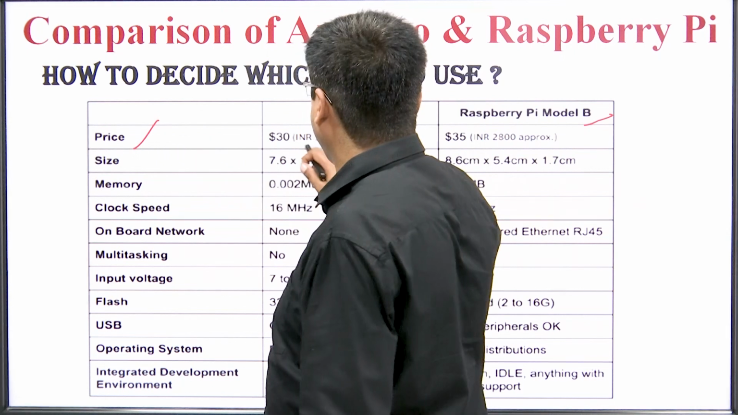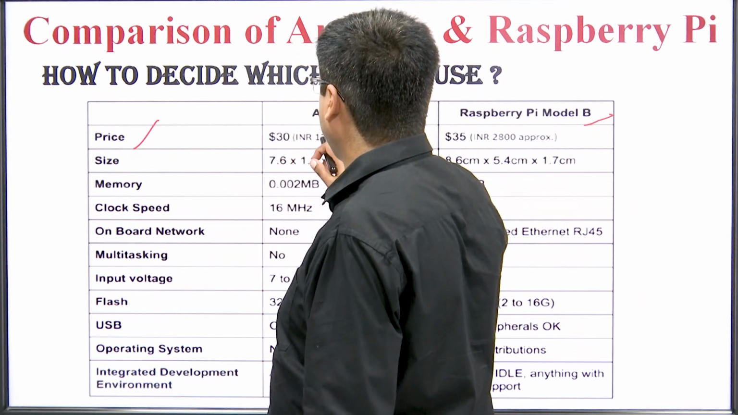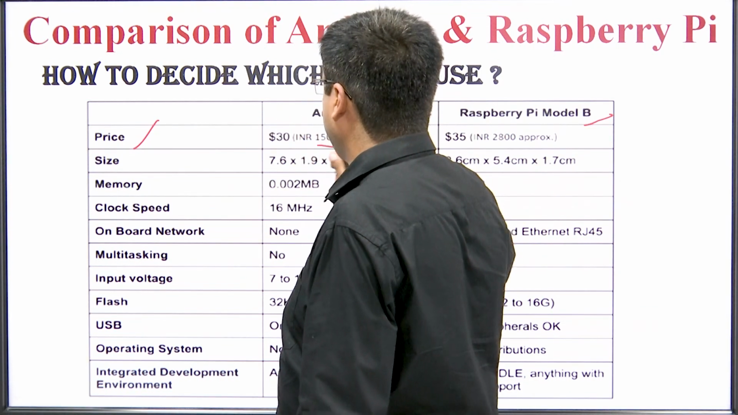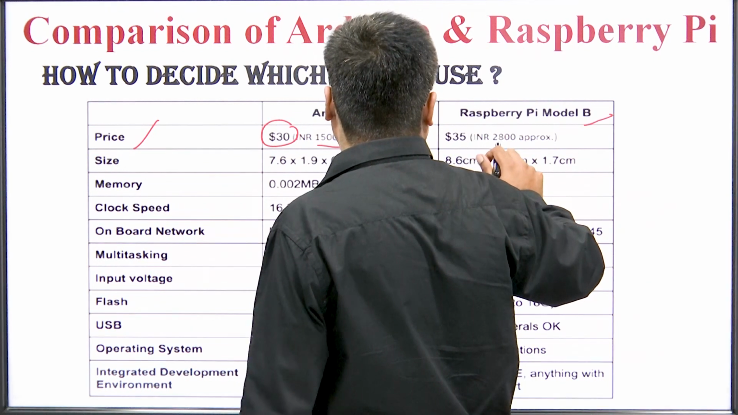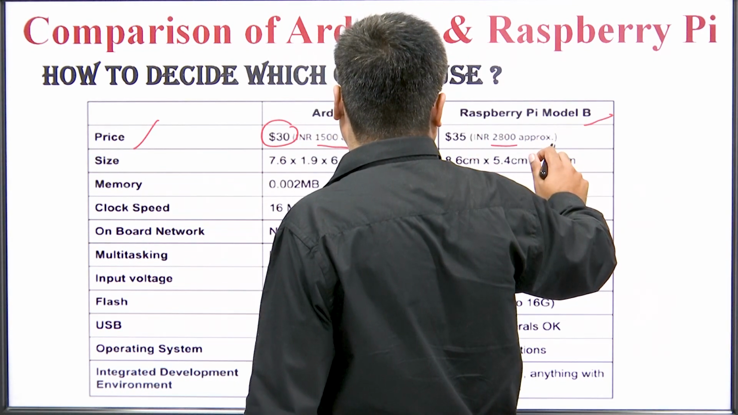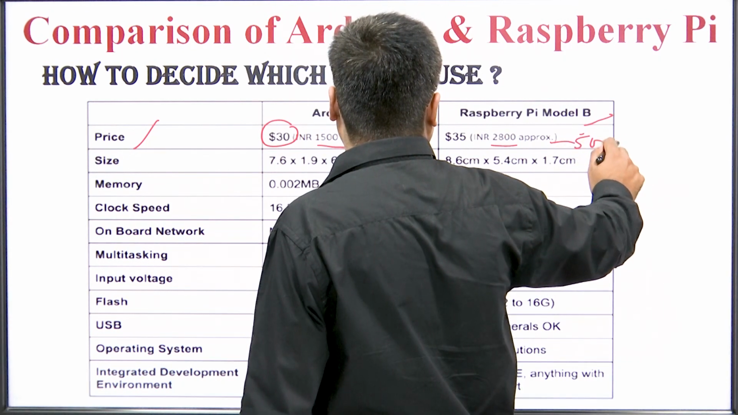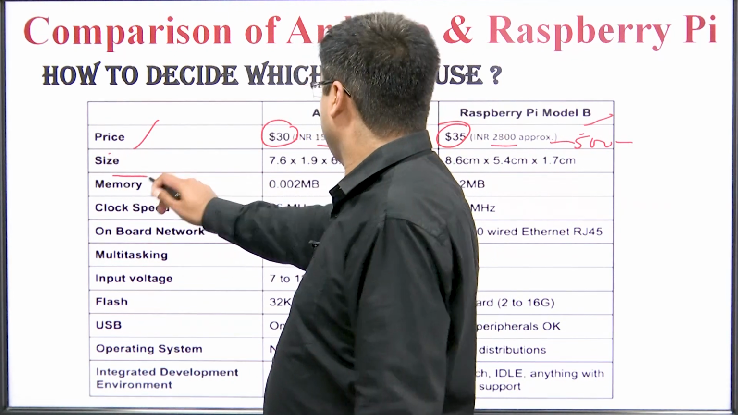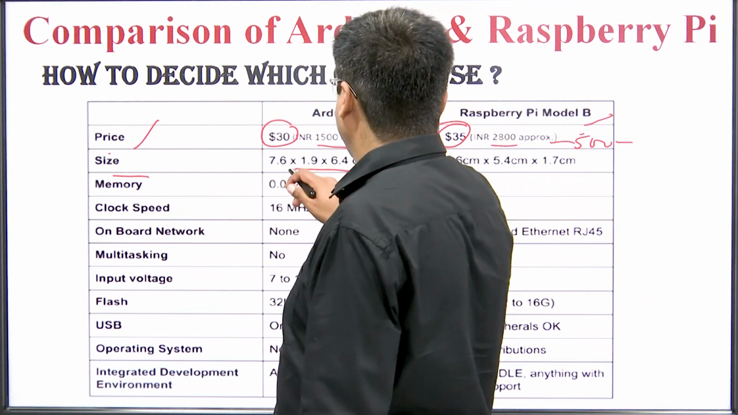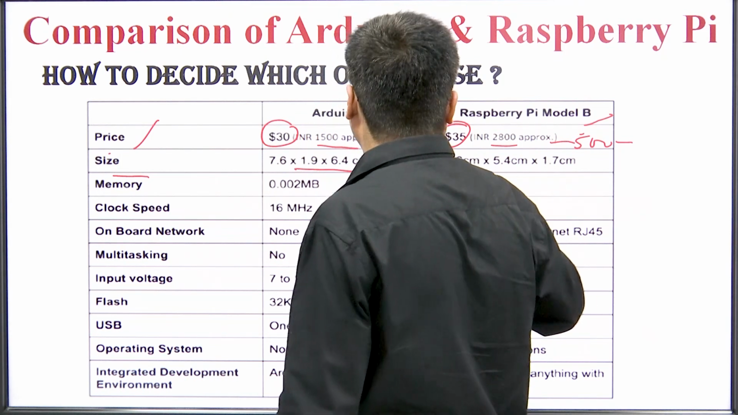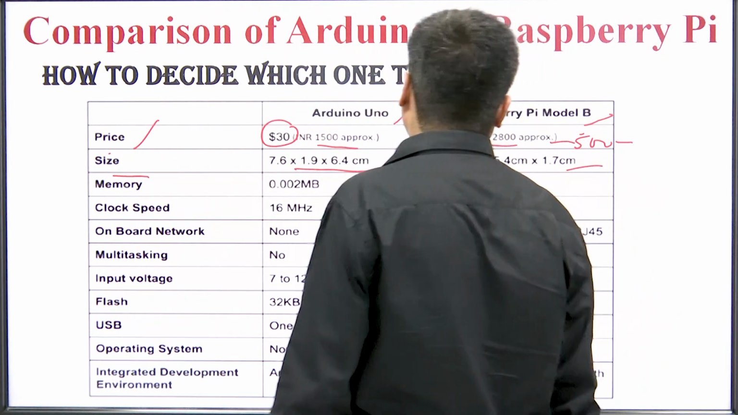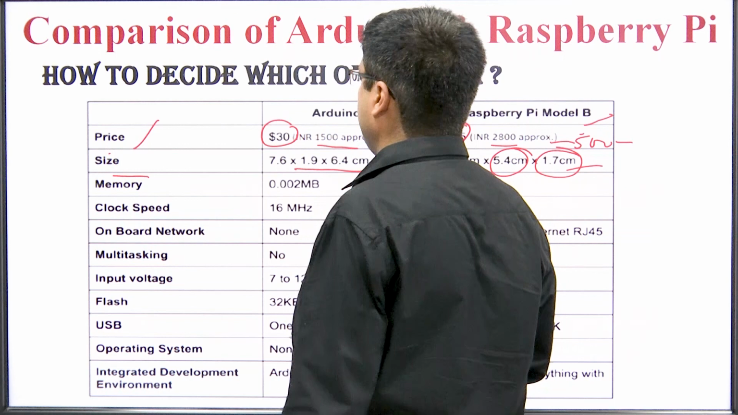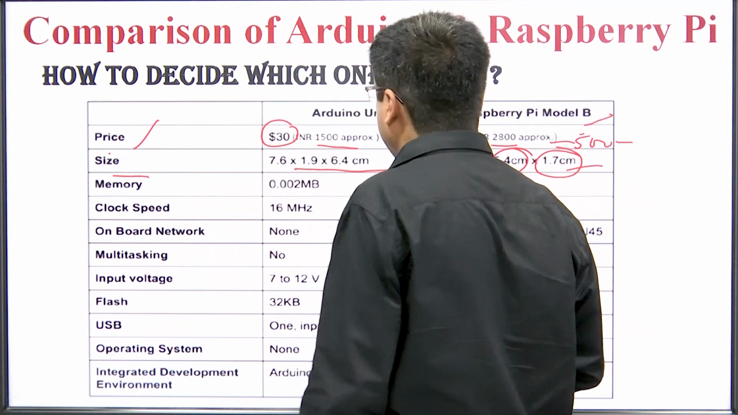First is the price. The price of Arduino is very low, we can say 500, 600. Some micro versions of the Arduino are available at approximately 1500, that is $30. But Raspberry Pi costs more, approximately 2800. Some Raspberry Pi are available up to 5000, 6000, 7000, etc., that is $35. Size: Arduino is smaller, 7.6 by 1.9 by 6.4 centimeter, but here the board size is more, that is 8.6 centimeter by 5.4 centimeter by 1.7 centimeter. So, the price and size of the Raspberry Pi is more.